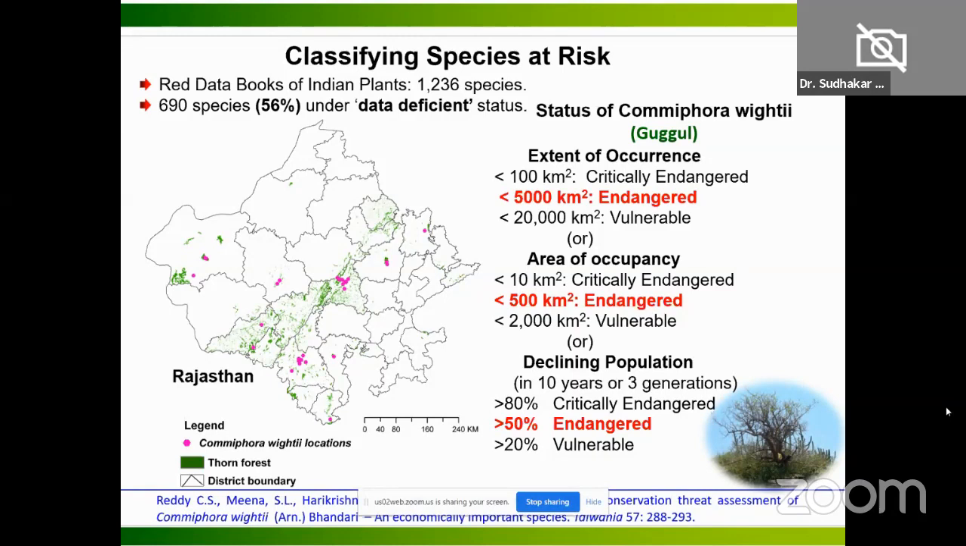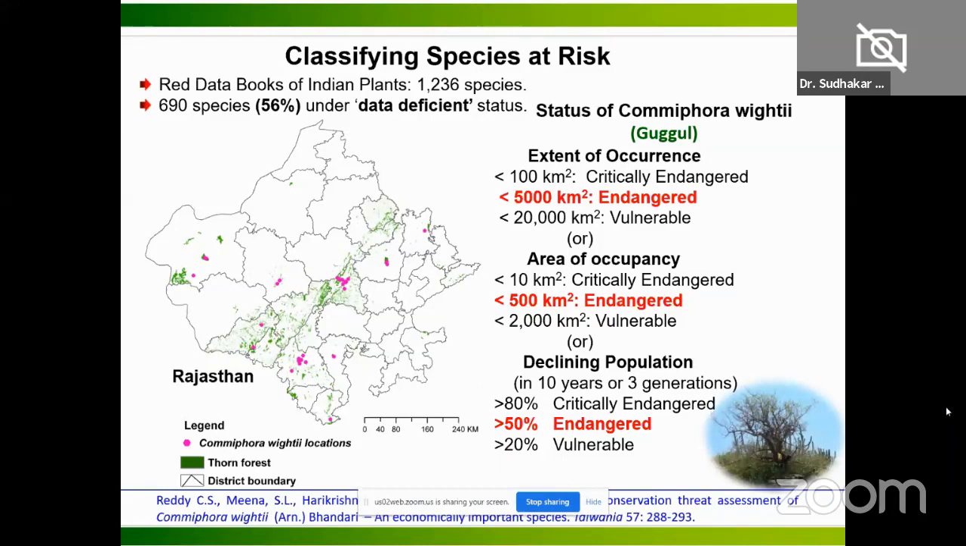Further, we consulted the state forest department reports. They also reported a declining population based on the availability of the gum. It is a gum resin, guggul. They said that in the last 20 years there has been a drastic reduction in the collection of the gum, more than 50%. So indirectly we can say that the population has declined by more than 50%.